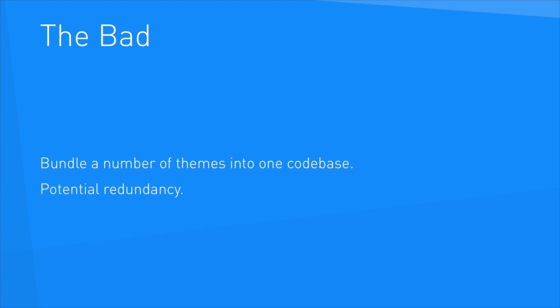We can theme anything. The bad is that we bundle a number of themes into one code base. That's quite a big hit. If nobody uses the style switcher, if nobody goes from one section of the site to the other, we've sent CSS over the wire that hasn't been used. Again, we could potentially use tooling to get rid of this, but for this proof of concept, there is a potential for redundancy.